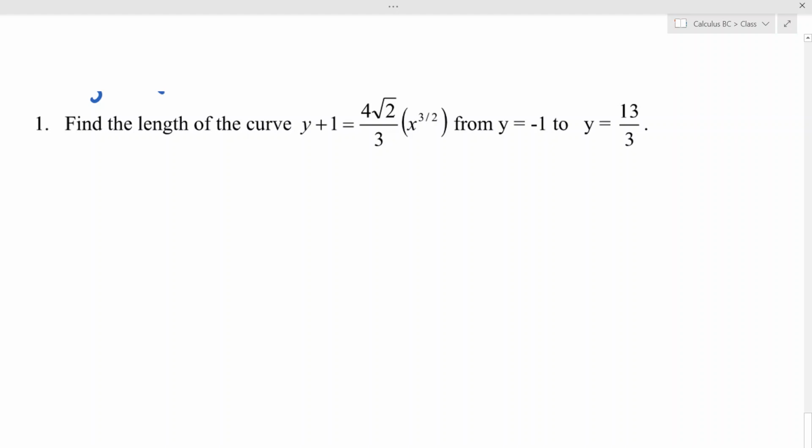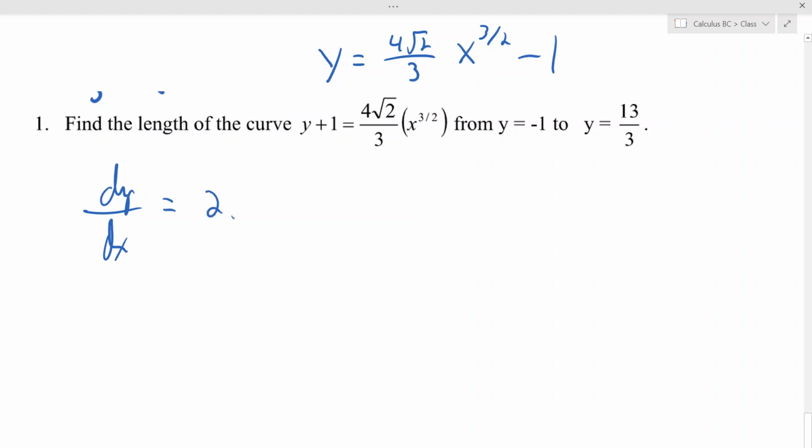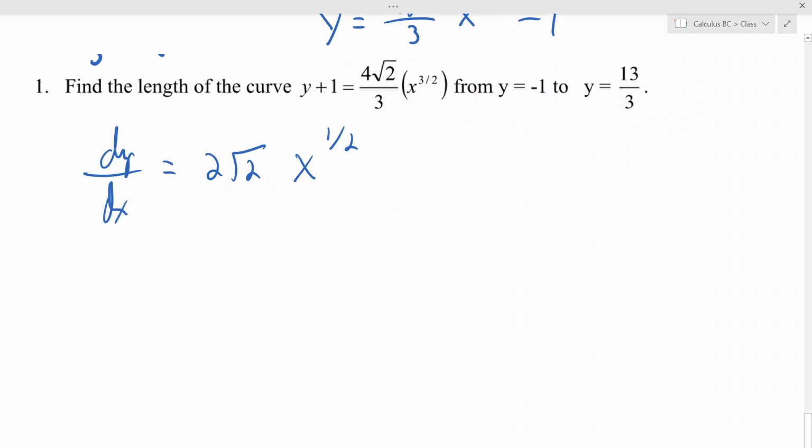Well, it makes sense to just subtract the 1 off and write this as y equals 4 root 2 over 3 times x to the 3 halves minus 1, and derive that. So the derivative, dy/dx: we multiply the 3 halves down, the 3's cancel, and the 4 and the 2 cancel, and we get 2 root 2 x to the 1 half, which maybe seems a little scary, but we're going to square it. So 2 root 2 squared is 8. x to the 1 half squared is x. We're going to add 1 and put that in a square root.